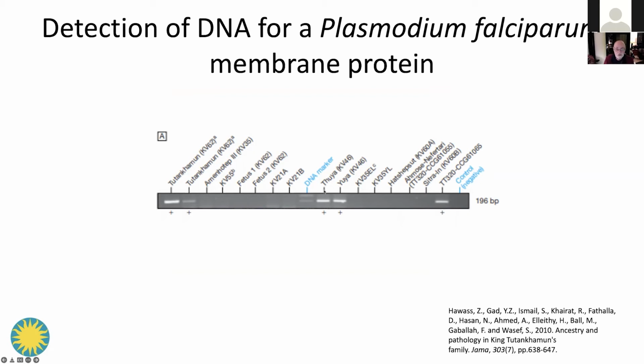And in the center here, Thuya and Yuya were his grandmother and grandfather. And they too had been infected with malaria. In fact, it's probably safe to say that a very high percentage of the people who lived along the Nile at one point in their life were infected with malaria. Again, this is a beautiful example of what we can do when we can isolate ancient biomolecules, DNA, in this case, from fossils.